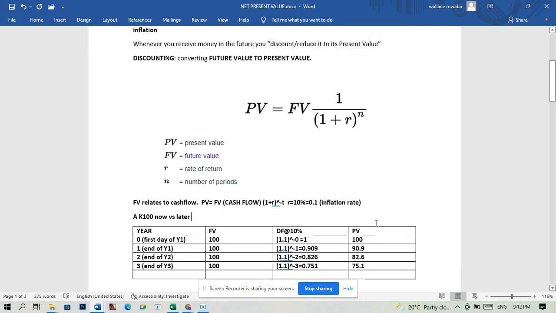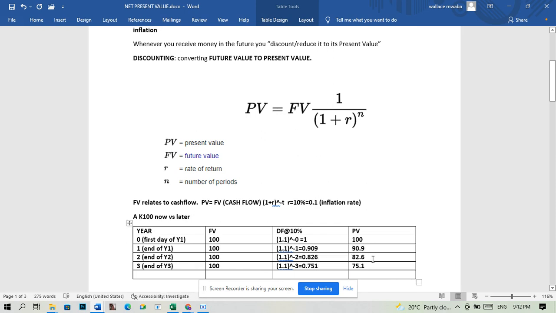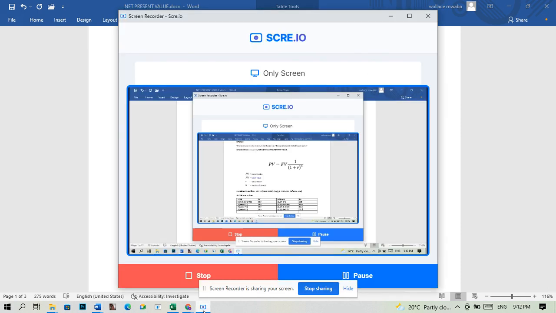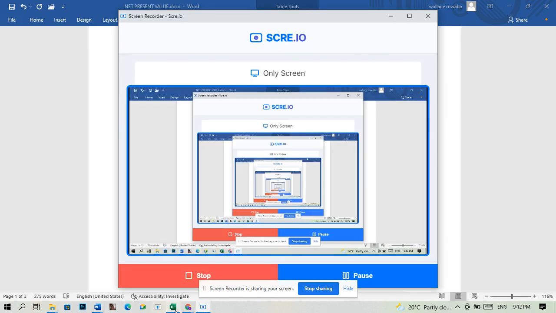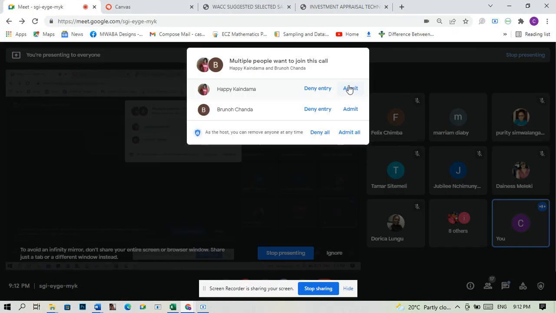So have you seen why we're saying now is better? Because after a year, that 100 kwacha will be worth 90.9 today. After 2 years, that same 100 kwacha will be worth 82.6 kwacha today. After 3 years, that 100 kwacha will be worth 75.1 kwacha today. So that's why we say now is better.